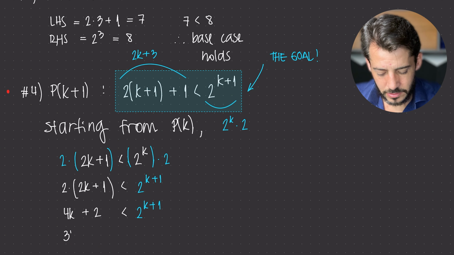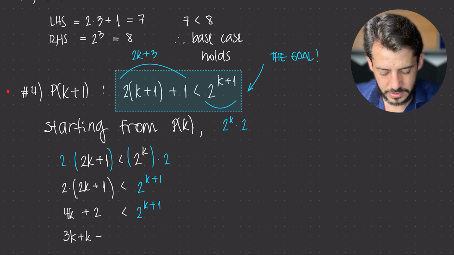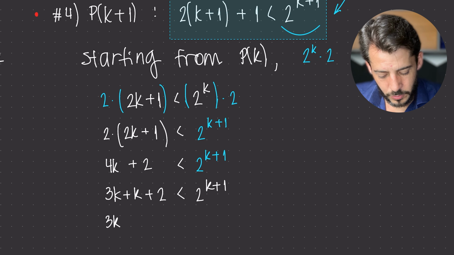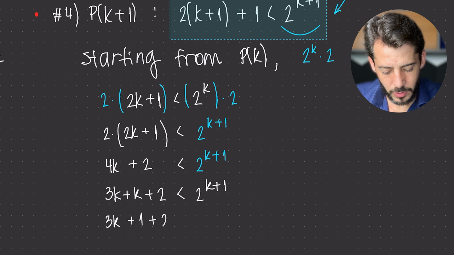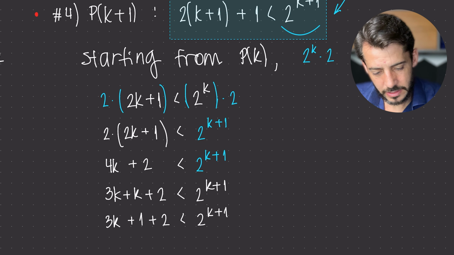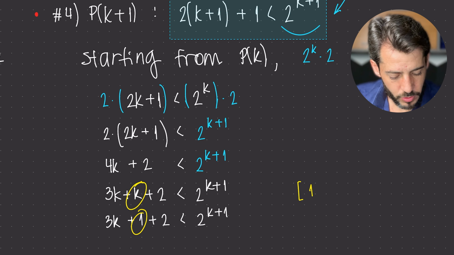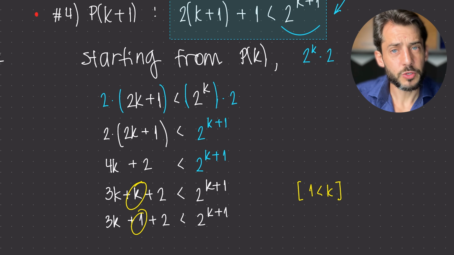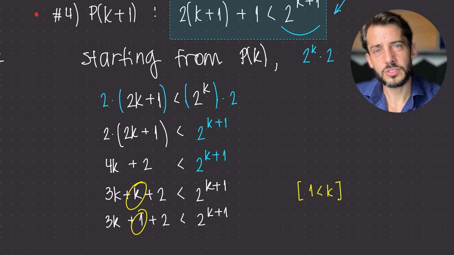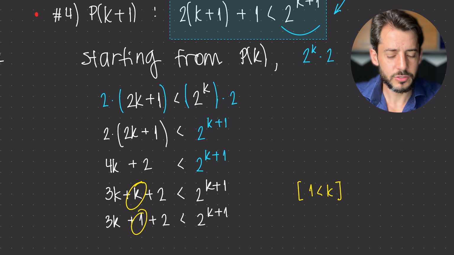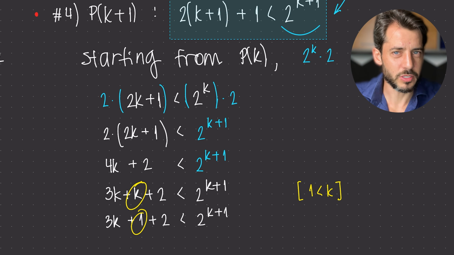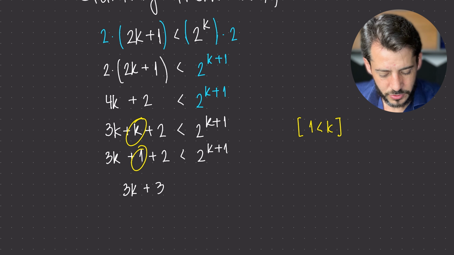If we replace 4k plus 2 by something smaller, given that it's on the smaller side, then we're good. We're not changing the inequality. We can, for example, write 4k as 3k plus k plus 2 to then replace this k, for example, by 1. Why would we replace this k by 1? We know that 1 is less than k. How do we know that? Well, k is a positive integer, which is greater than or equal to 3, so definitely 1 is smaller than k, which means that we have 3k plus 3 on the left-hand side.